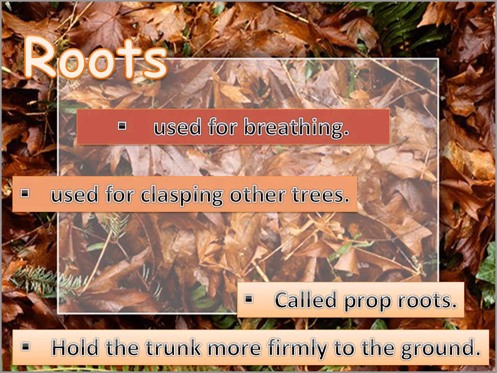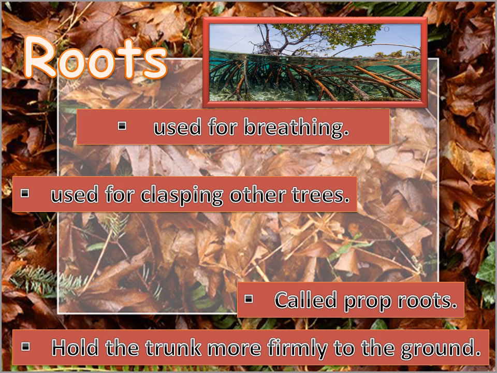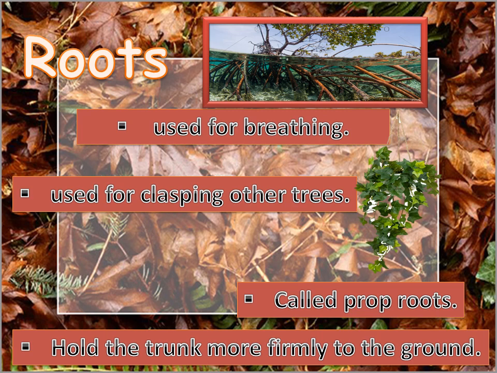Now I will show you three types of plants. The first is a mangrove tree. A mangrove tree, please follow your book. A mangrove tree grows near a river or a sea, or it grows by a river or by a sea, and it is used for breathing. Second one, used for clasping other trees. Examples of plants that clasp other trees are orchids, money tree, and ivy. Some are poison ivy, so they are vine type of plant.